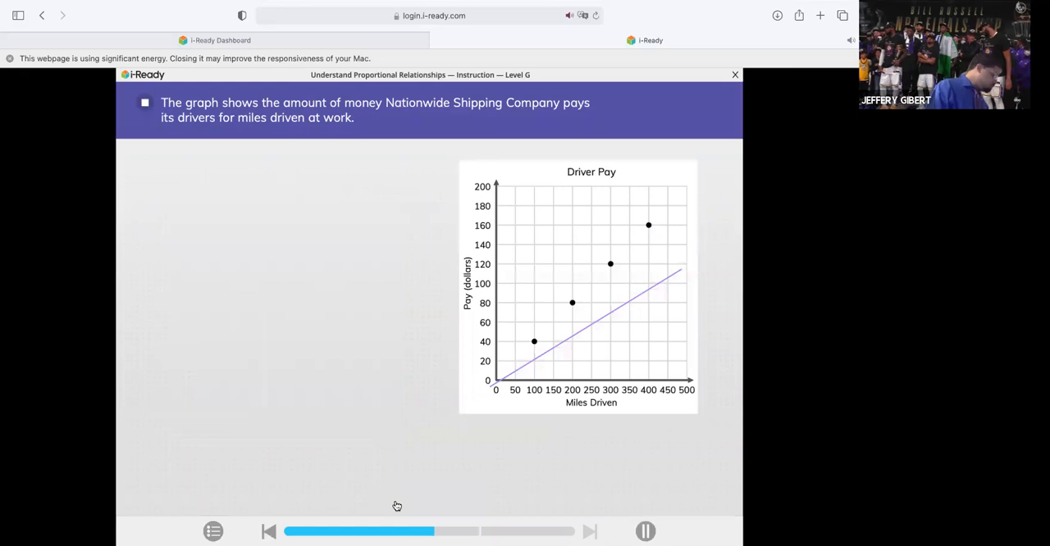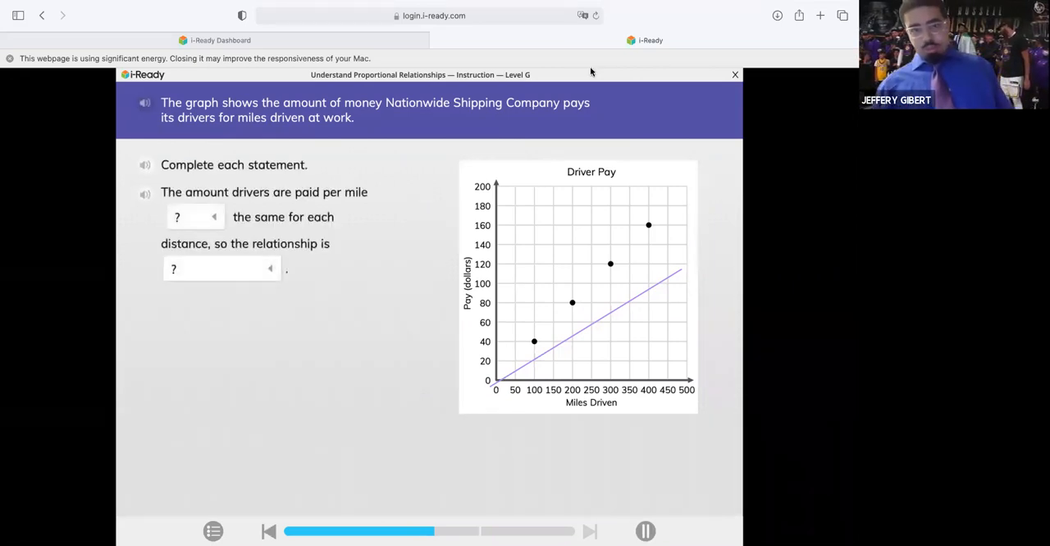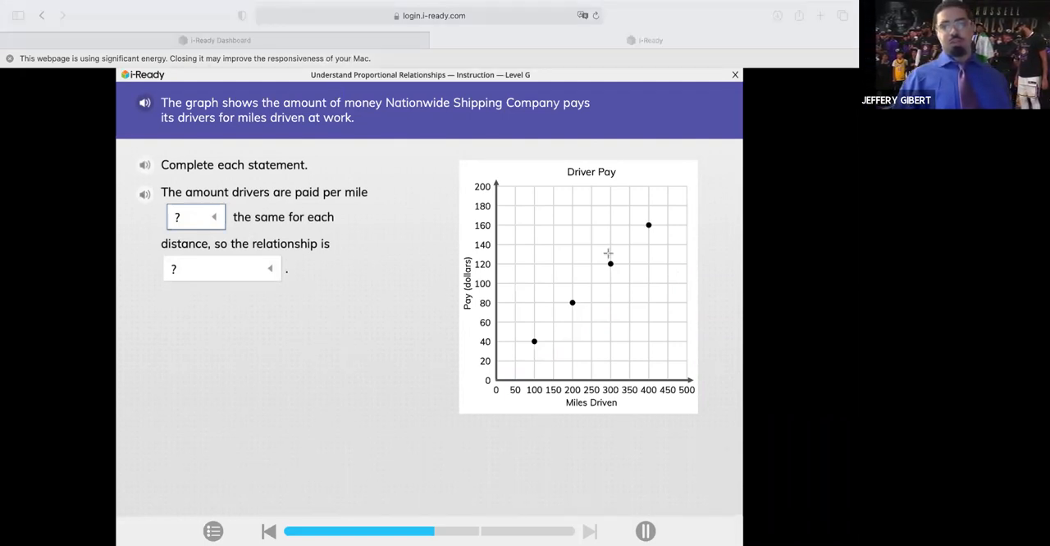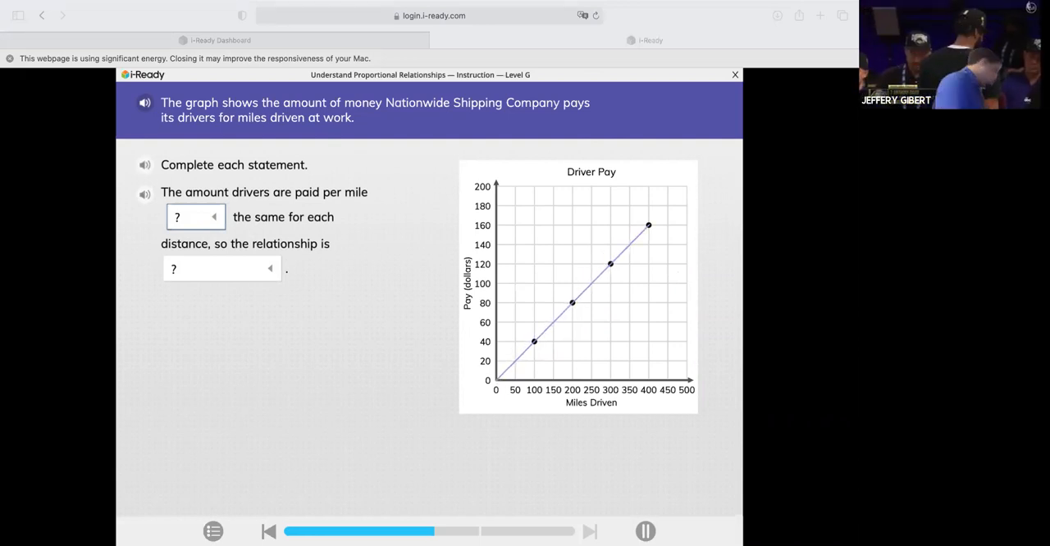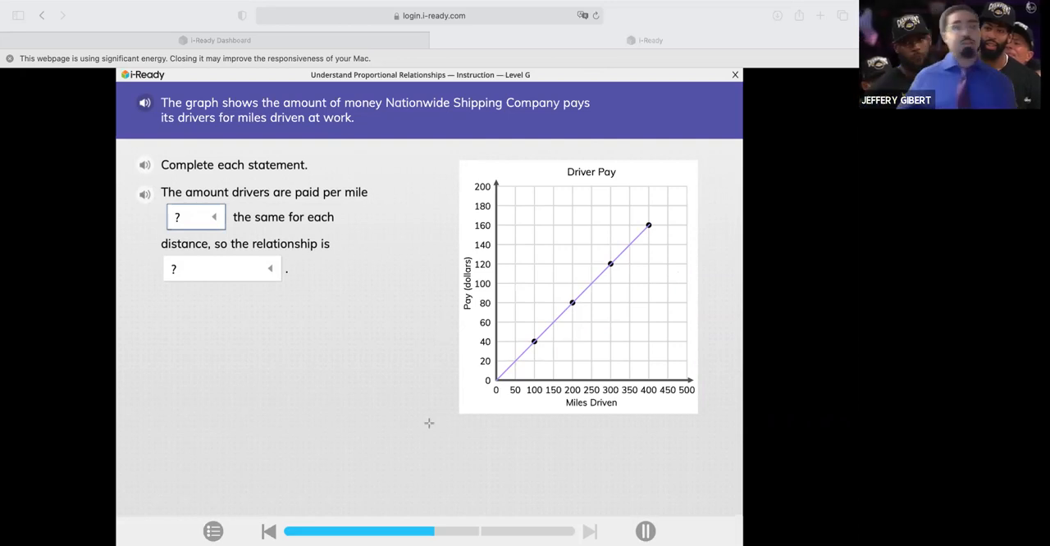The graph shows the amount of money Nationwide Shipping Company pays its drivers for miles driven at work. Complete each statement. So I'm going to do my line from the last point to the origin. All right, go with Sergio. Is the amount drivers paid per mile the same or not the same? The same. How'd you know that?